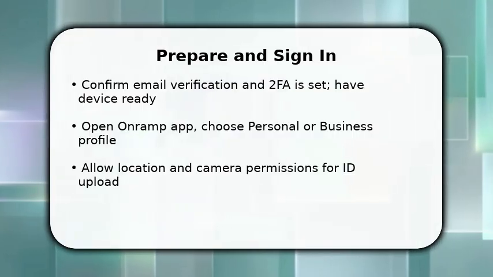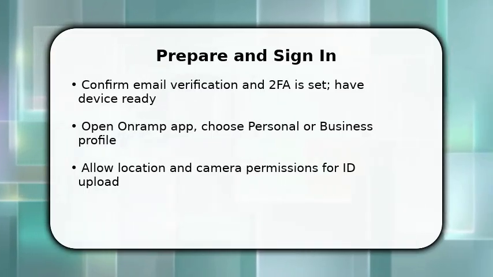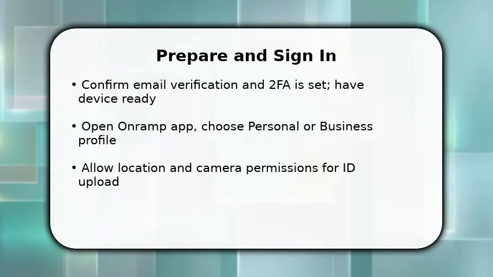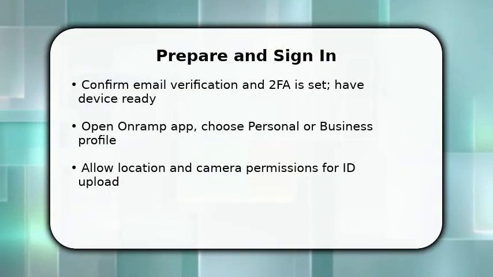You start by confirming the prerequisites, verified email and your phone for two-factor authentication. Once done, open the Onramp app and pick personal or business so settings match your goals.